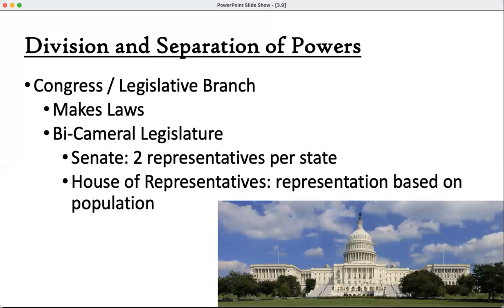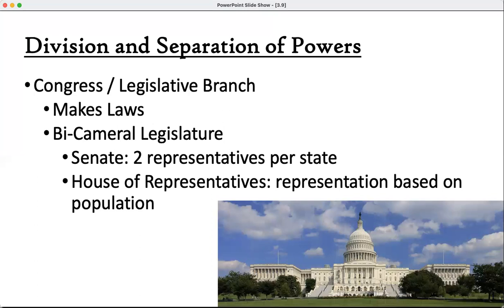The Senate, on the other hand, were intended to be the elder statesmen, right? This is the people who are trained in politics. These are the career politicians. They have law degrees, they're educated, they have money. So the Senate holds elections every 6 years. Now, you don't elect both senators every 6 years. They're staggered.